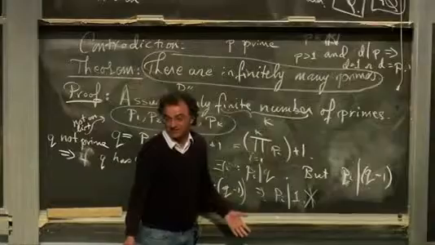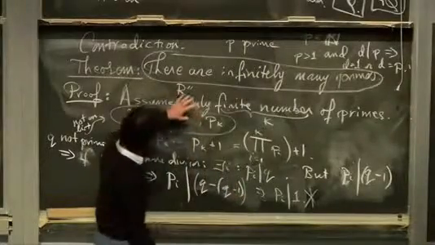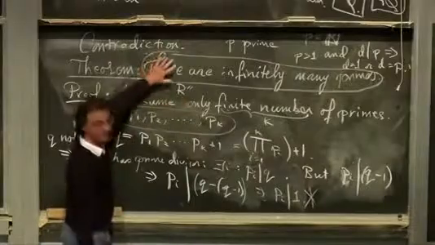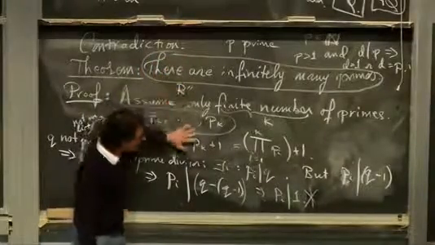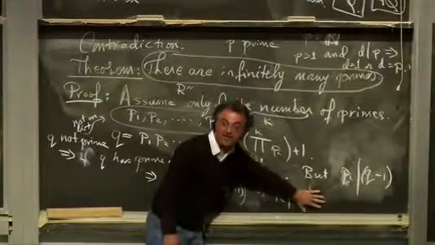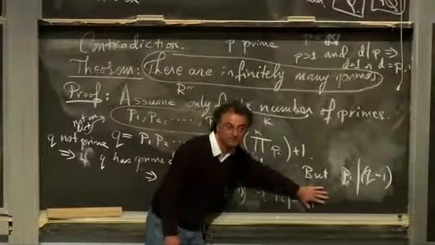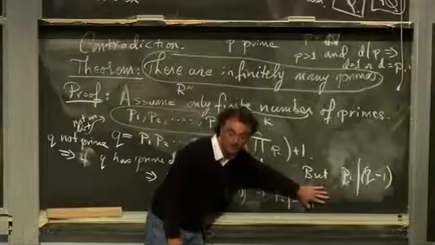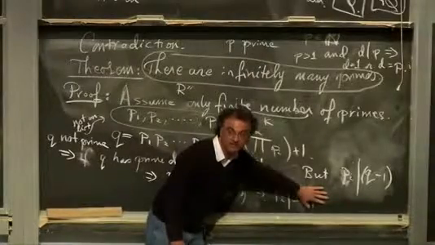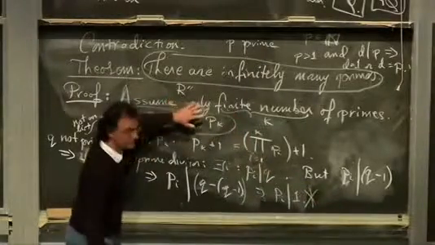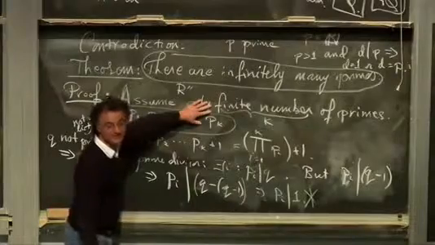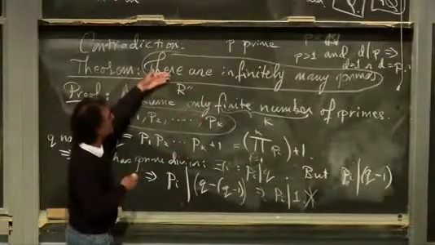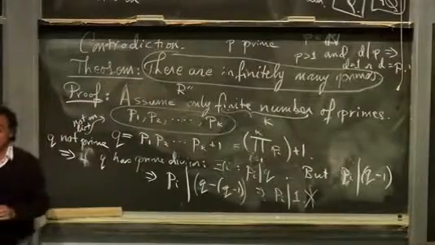Okay? So our assumption, this whole chain of reasoning started with assuming that the theorem was false, and it led us, in the end, to a contradiction. Therefore, we can conclude that our assumption was false, and therefore, we've established the fact that there are infinitely many primes.